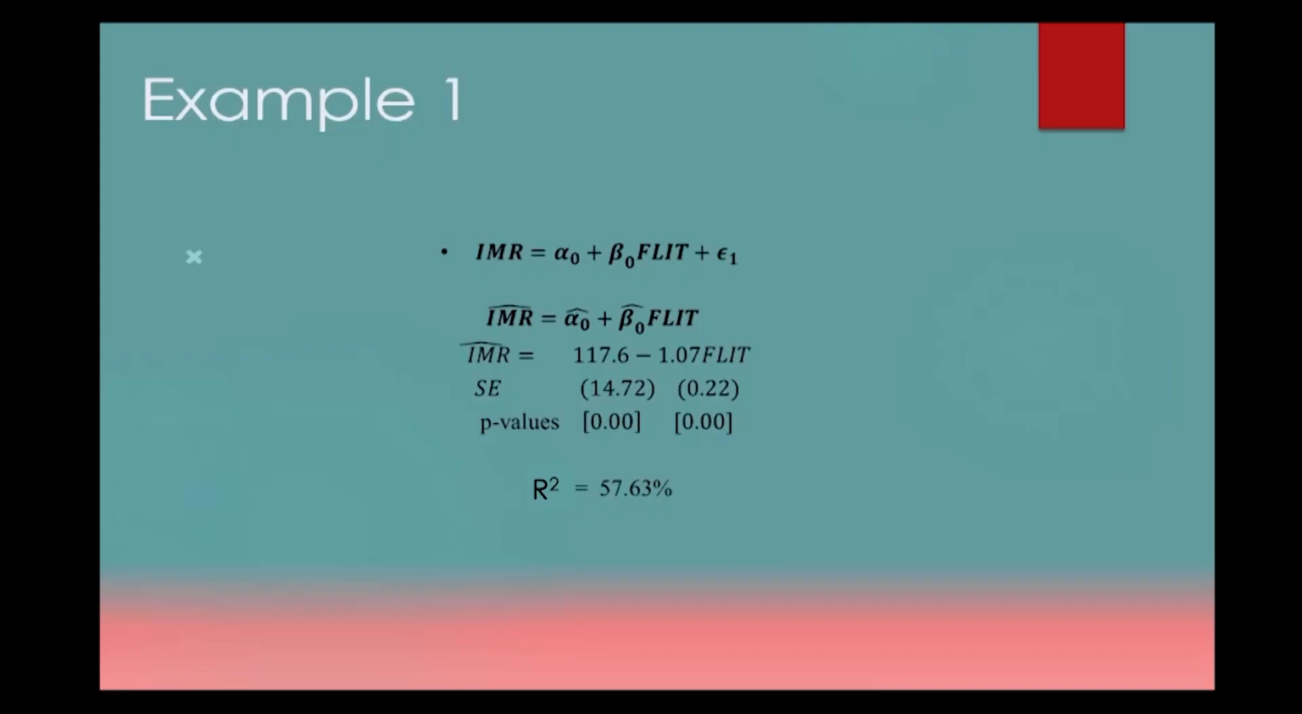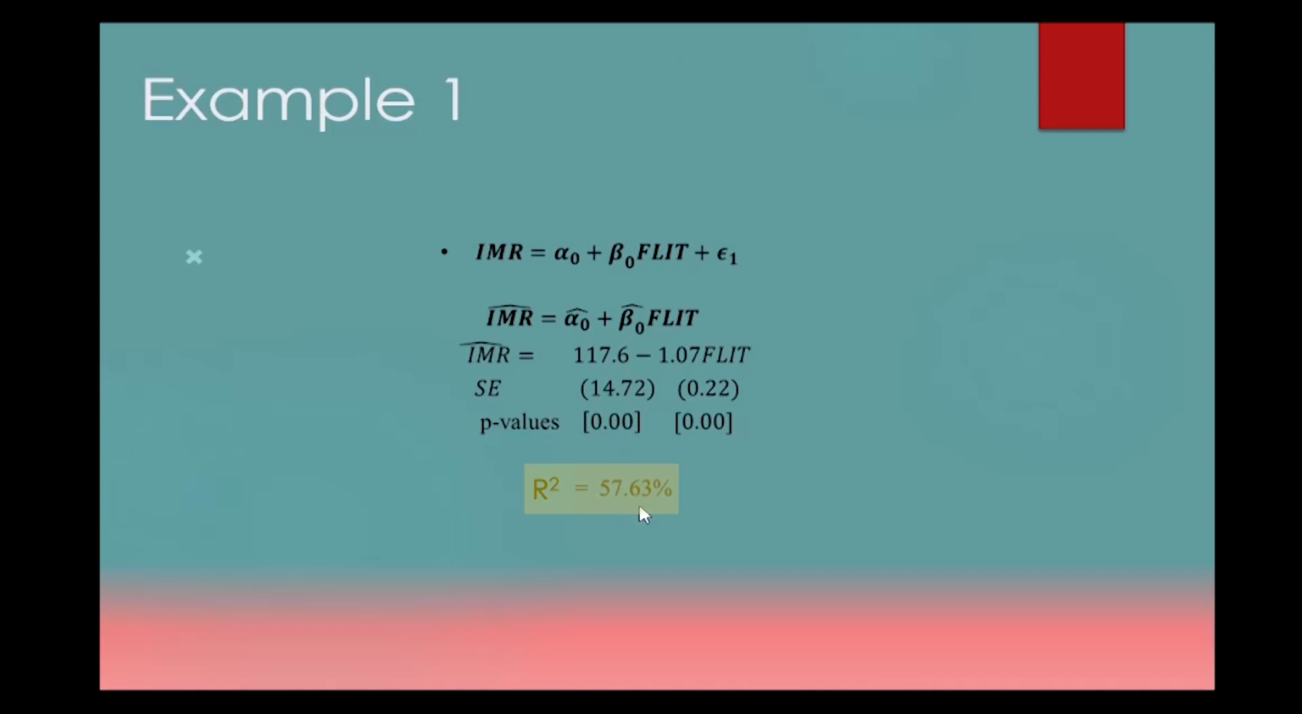Now the probability values are very important because they refer to the test of significance. We see that the 117.6 appears to be statistically significant, which means that it is significantly affecting the IMR, and beta 0 also happens to be the same. So in this model, the estimated result is acceptable. The confirmation is done by the R square, which is given by 57.63.